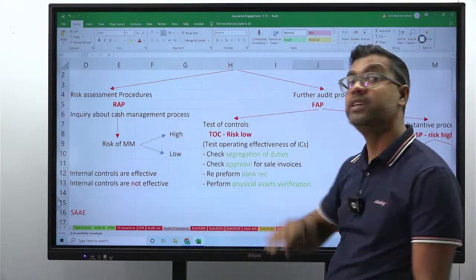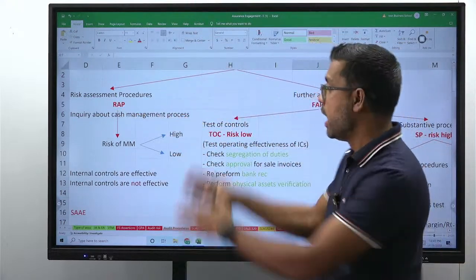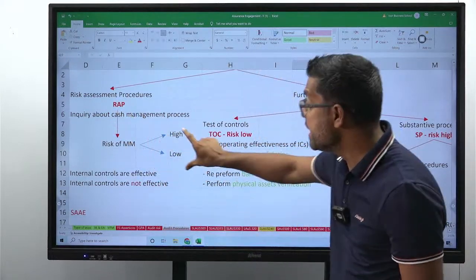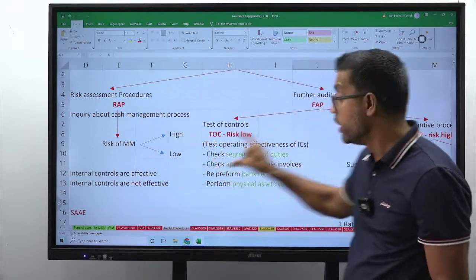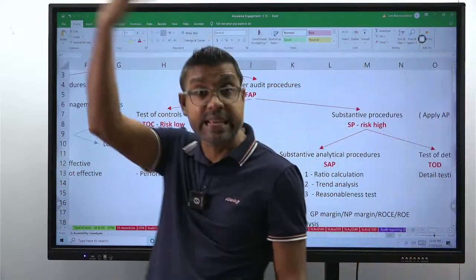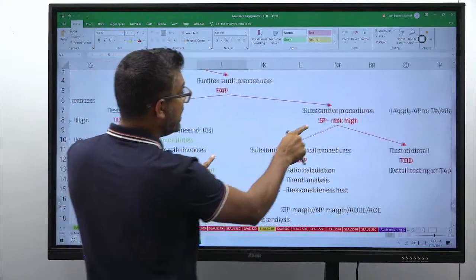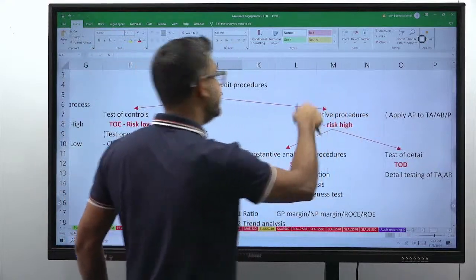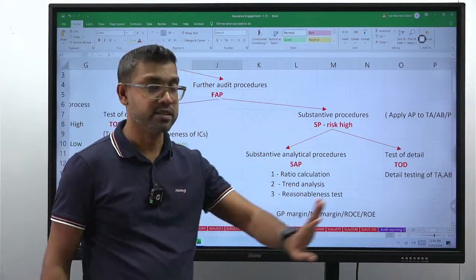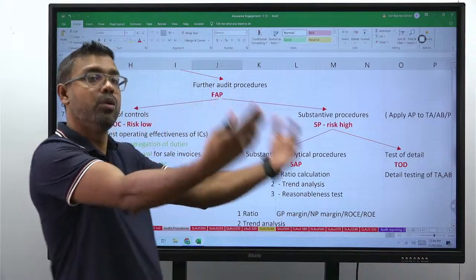Because this says further. Then you should perform risk assessment procedures first. You perform risk assessment procedures first and assess risk. Based on this assessment, you select your next step. If the risk is high, significant, your further audit procedure should be substantive procedures, SP, when risk is at a high level. You can't just ignore or rely on controls. You have to do some more.